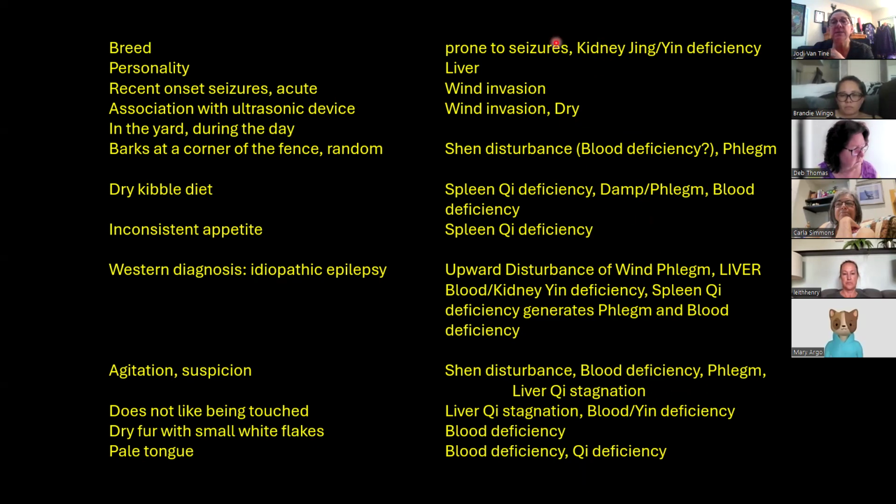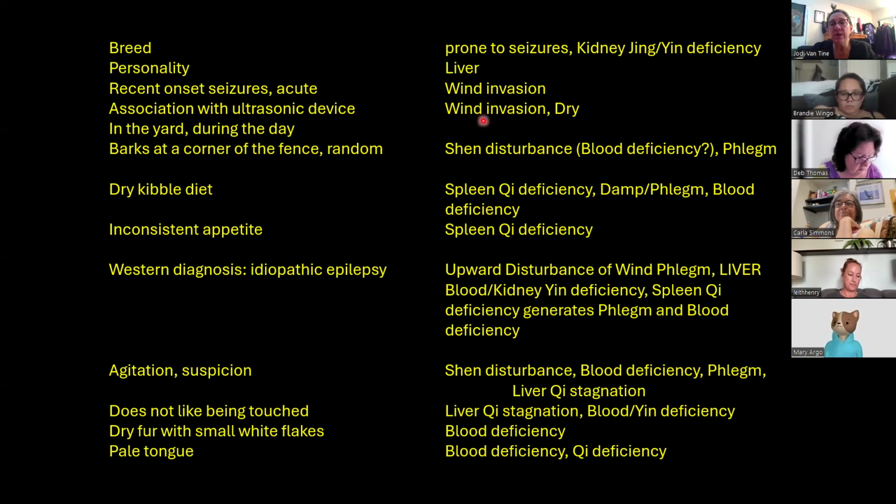So we've got liver, we've got wind, we've got liver down here, we've got liver, blood deficiency. Remember, the liver stores the blood. So definitely liver and blood deficiency are going to be on our list.